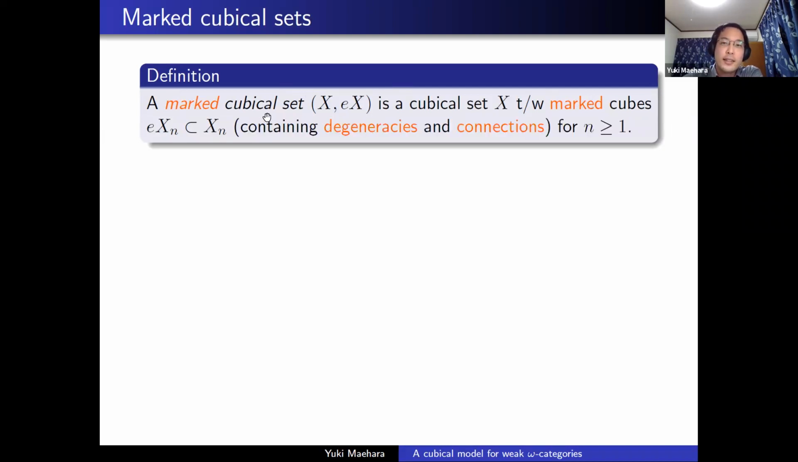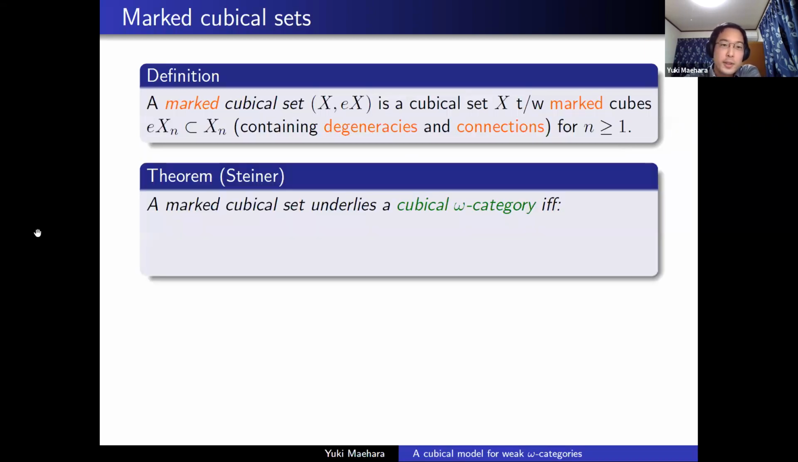So we ask these marked cubes to contain degeneracies and connections because these cubes should have the identity sort of thing in the interior. And we only allow marked cubes of dimension 1 or above because it doesn't make sense to talk about zero-dimensional identity morphisms. So now this is the category that we are working in.